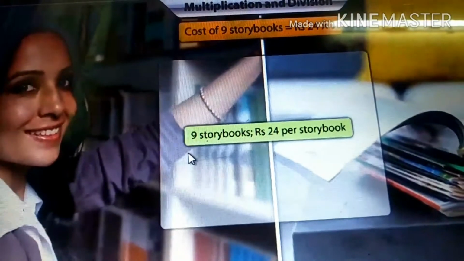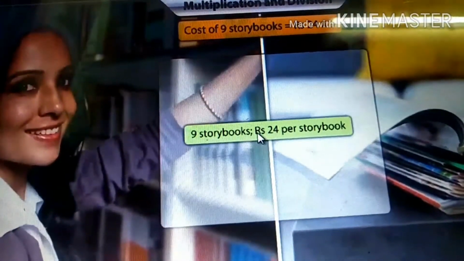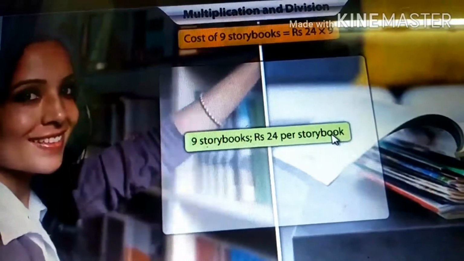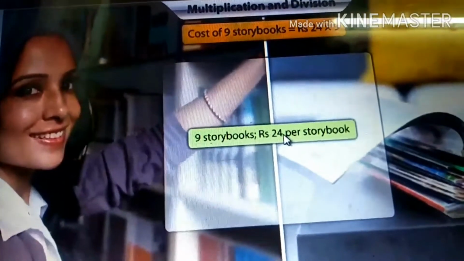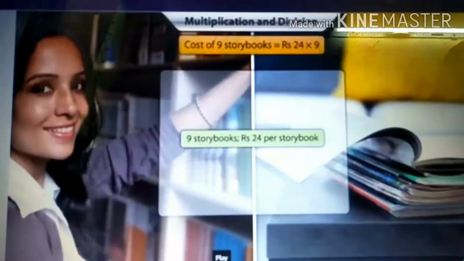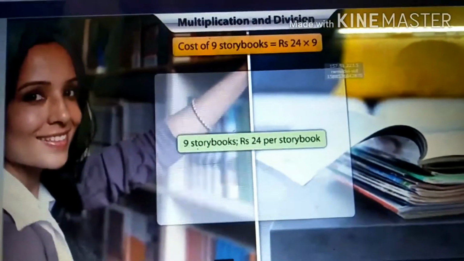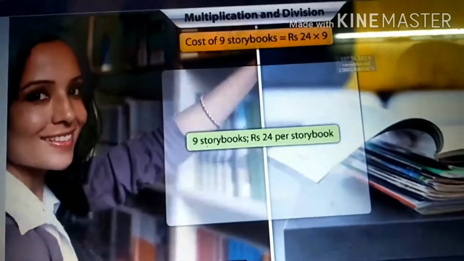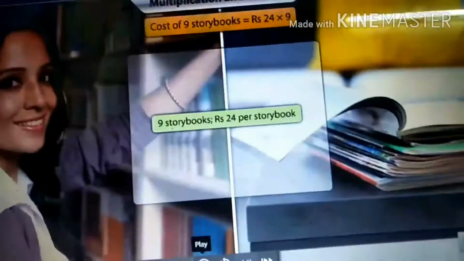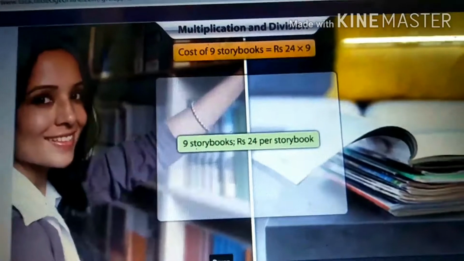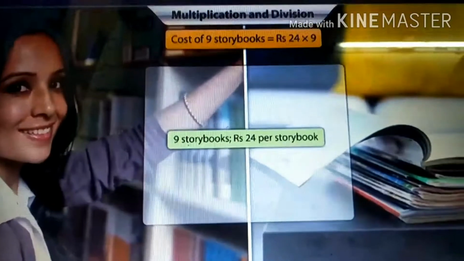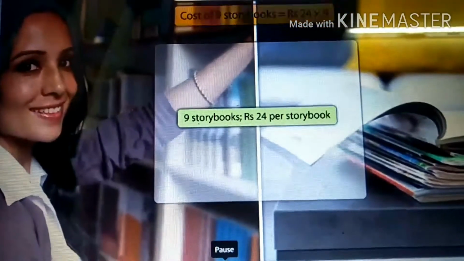Find the cost of 9 storybooks. Per storybook is rupees 24. To find the cost of 9 storybooks, we multiply rupees 24 by 9. 9 times 24 is 216.